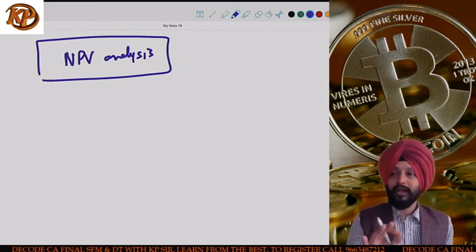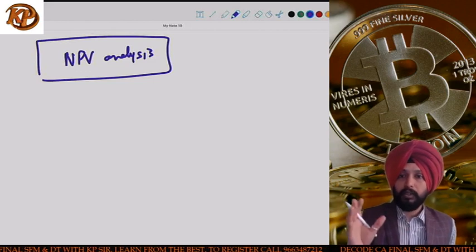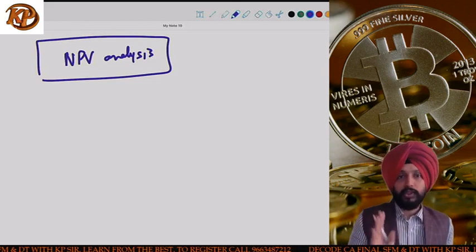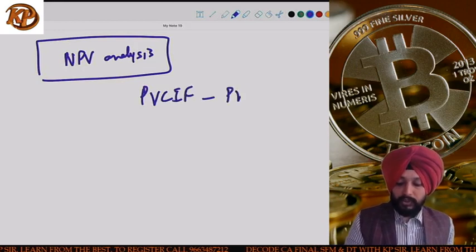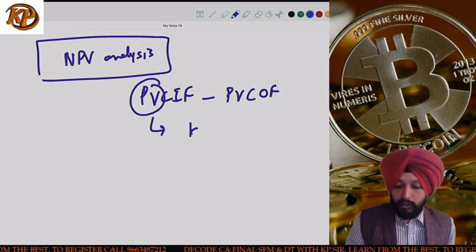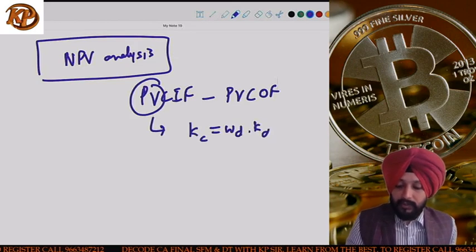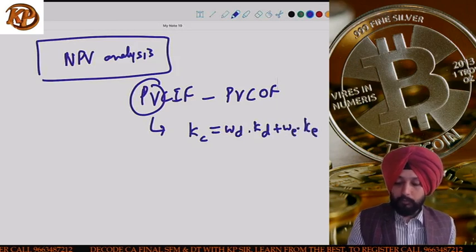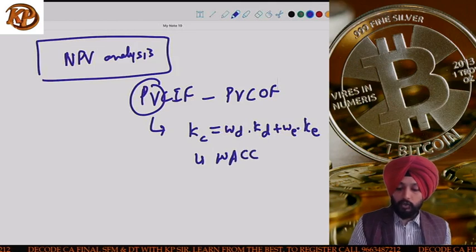Whenever they tell you to find out the financial viability of the project, or comment on the profitability of the project, in such circumstances you need to calculate NPV. What is NPV, sir? NPV is very simple. It is present value of cash inflows minus present value of cash outflows. How do you calculate present value? You calculate present value by discounting at KC. What is KC, sir? KC, the most basic formula is weighted average cost of capital. We also refer to it as weighted average cost of capital.